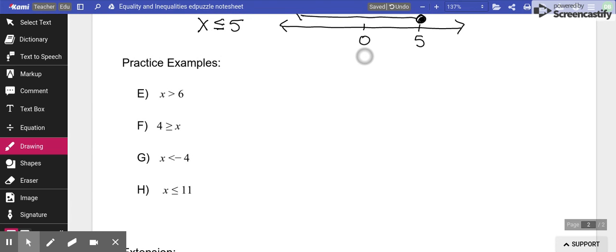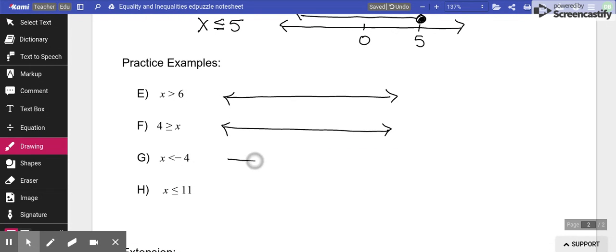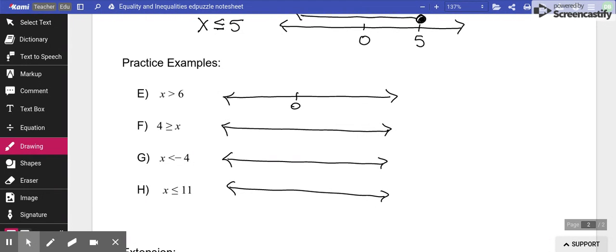Okay, I have another set of examples here for you. So pause the video and give these a try and turn the video back on when you are ready. All right, welcome back. I'm going to go through these rather quickly. X is greater than 6, open circle, greater than shading.